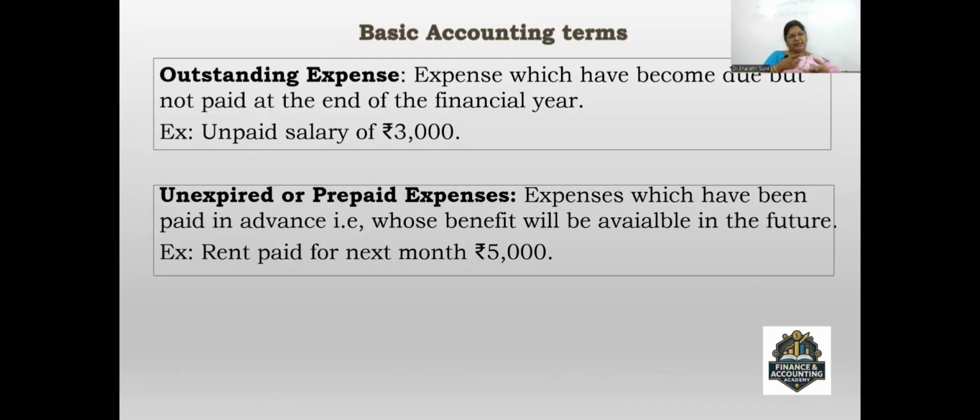Outstanding expenses. Here I gave the example of unpaid salary. Unpaid salary, unpaid rent. All that will come under outstanding expenses. Next, unexpired or prepaid expenses. What are unexpired or prepaid expenses? Expenses which have been paid in advance.